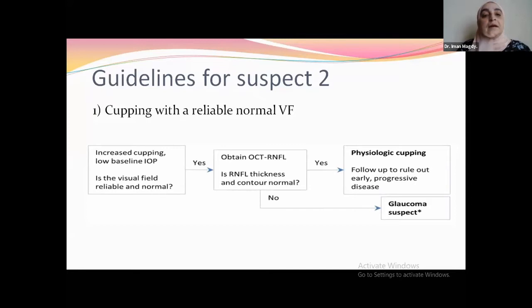Example number one is a cupping with a reliable normal field. Here we prefer to obtain an OCT retinal nerve fiber layer. If we have cupping with a low baseline IOP and a normal retinal nerve fiber layer and a normal contour on OCT, then this is mostly a physiologic cupping. No treatment is required. This is not considered a suspect, but still, we need to follow up this patient. If not, if the OCT is affected, then this is a glaucoma suspect. This is the first scenario.